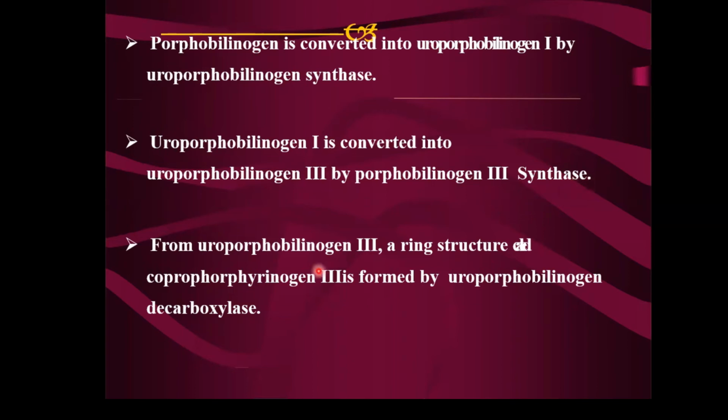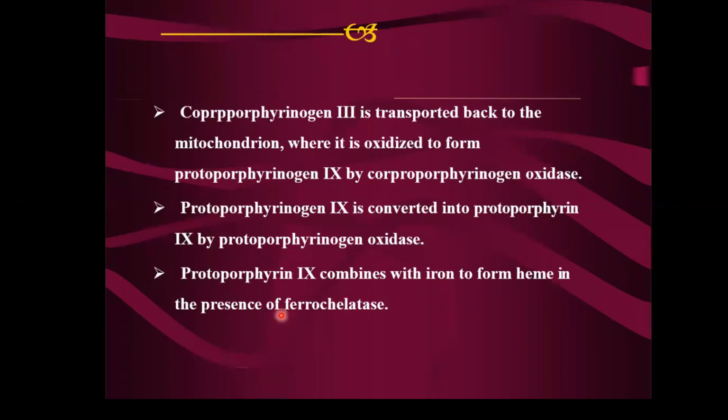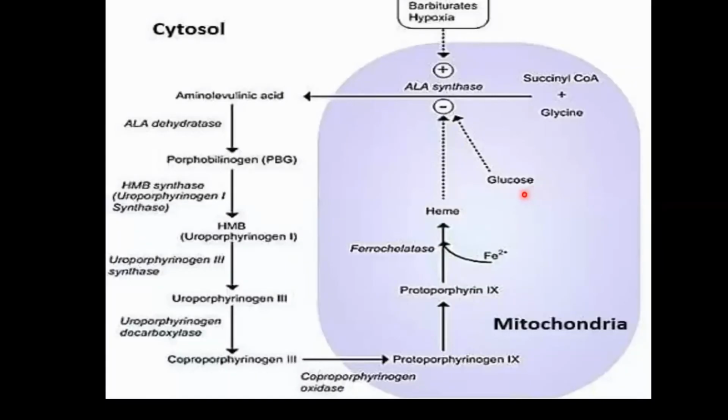From uroporphyrinogen 3, a ring structure of coproporphyrinogen 3 is formed with the help of a decarboxylase enzyme. In the next step, coproporphyrinogen 3 is transported back to the mitochondria, where it is oxidized to form protoporphyrinogen 9 by coproporphyrinogen oxidase. We can see the reaction step here: coproporphyrinogen 3 is transported back to the mitochondria and acted on by the oxidase enzyme.